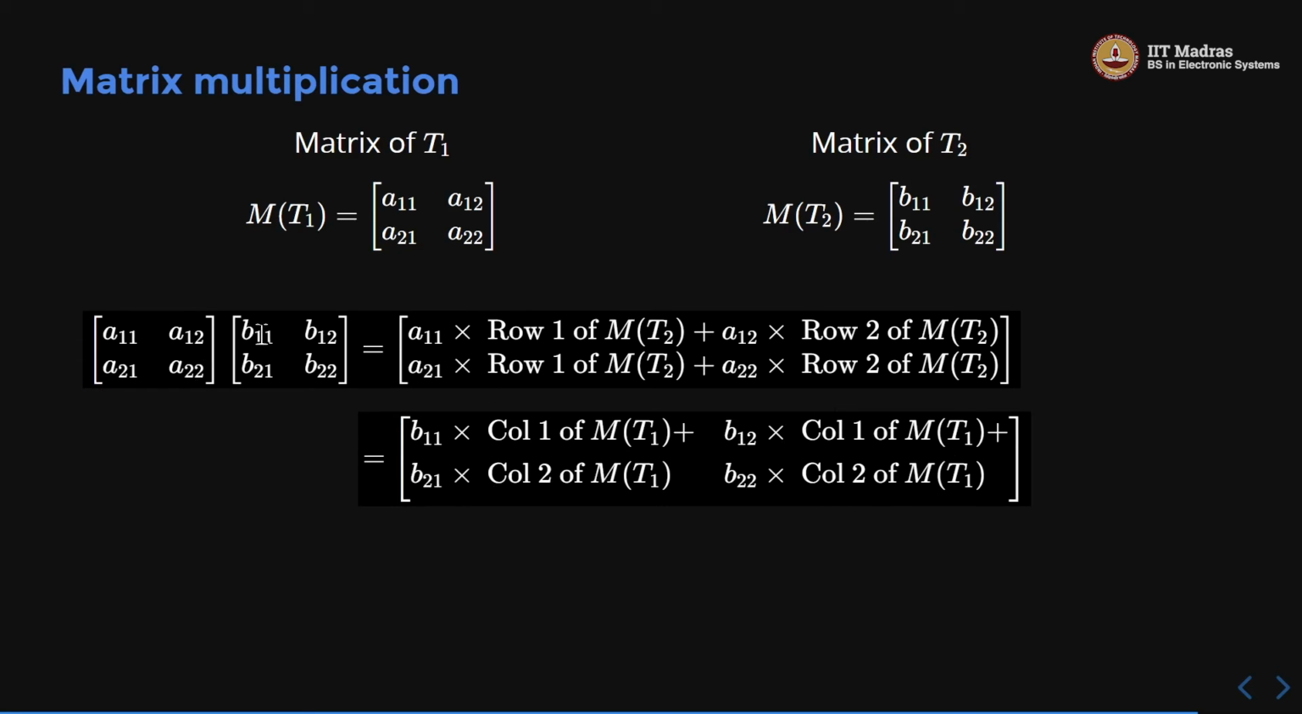Likewise, the second column is the same thing with B12: B12 times the first column plus B22 times the second column. You can go and check that all these things will correspond to the exact entries that we had here.